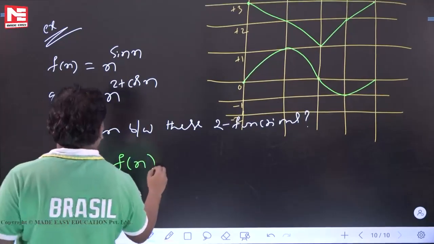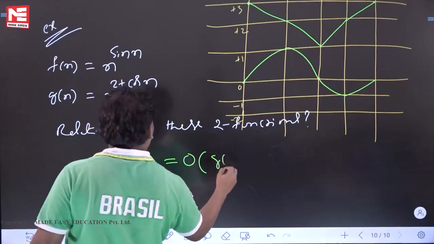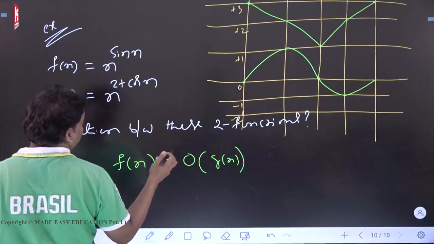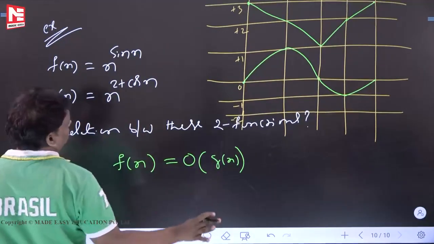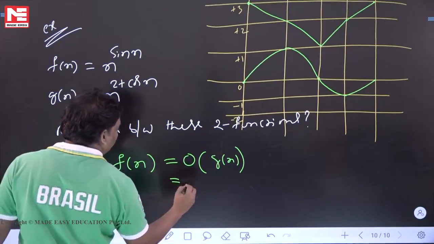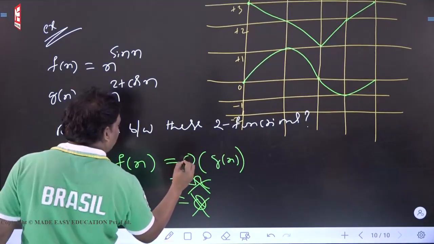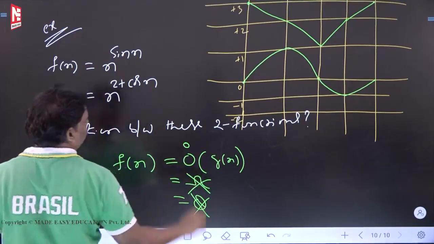So the answer is F(n), G(n): who is bigger? G is bigger. So big O of G(n). And one more thing I want to ask you: is there any chance of theta? No, they are different. So what is the answer? Omega fails. Check yourself. Theta fails. So the answer is actually big O, which is actually small o.